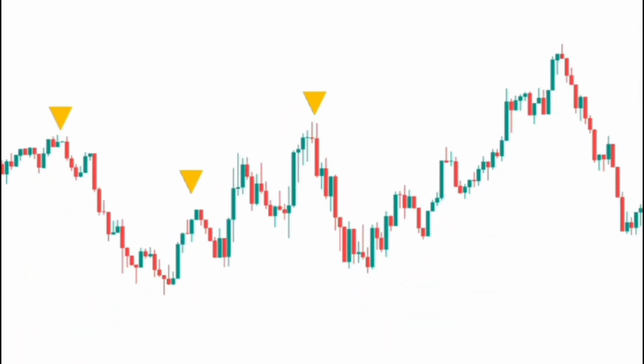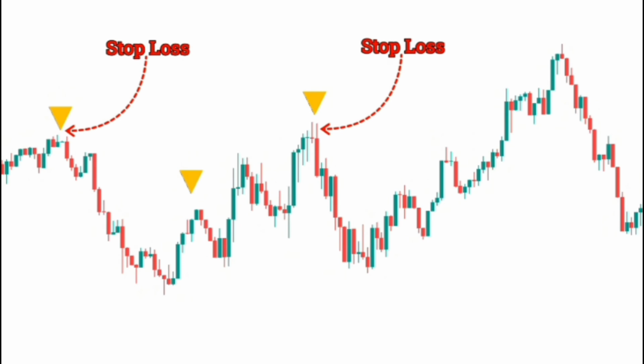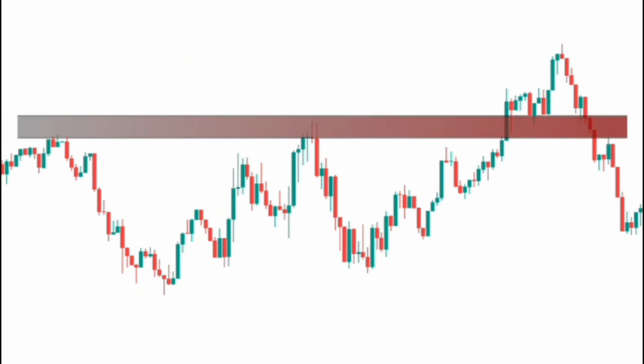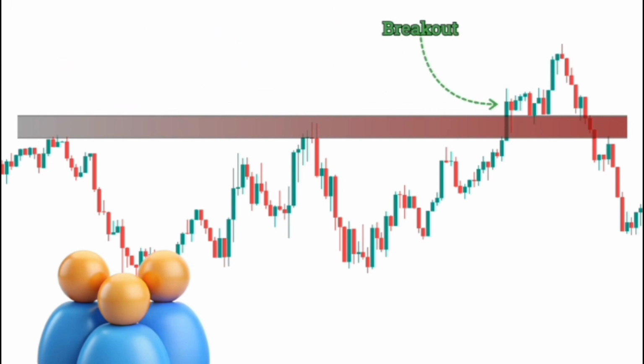This is where traders usually place sell orders with their stop losses just above the highs. Institutions often target these levels with precision. Retail traders see what looks like a breakout, jump into the trade out of excitement, and then the price suddenly reverses, stopping them out and leaving them on the wrong side of the move.